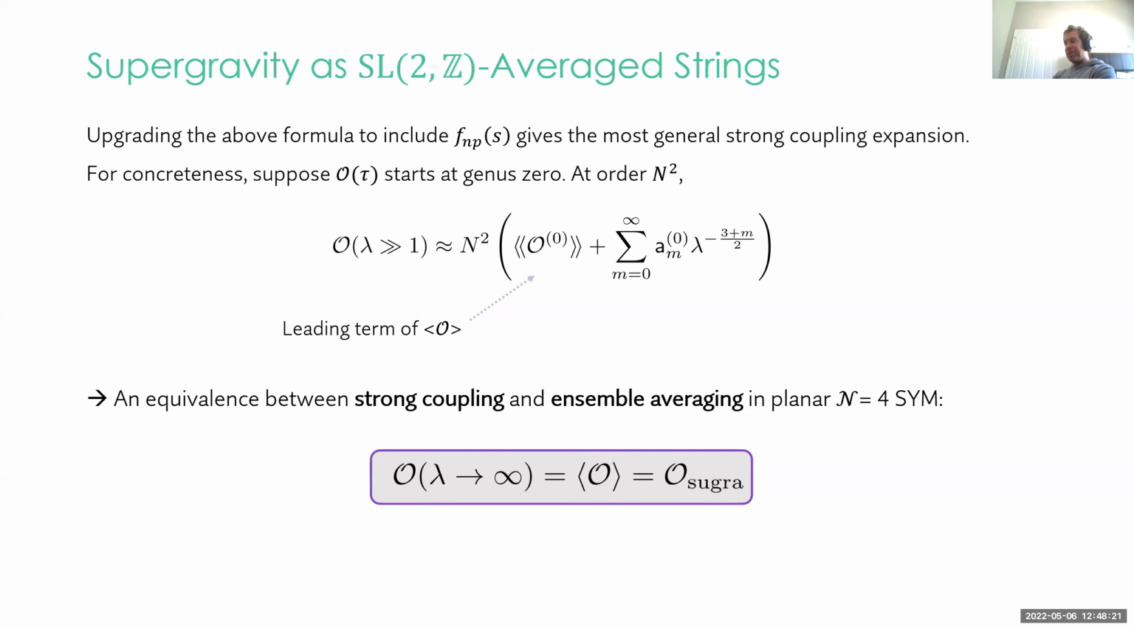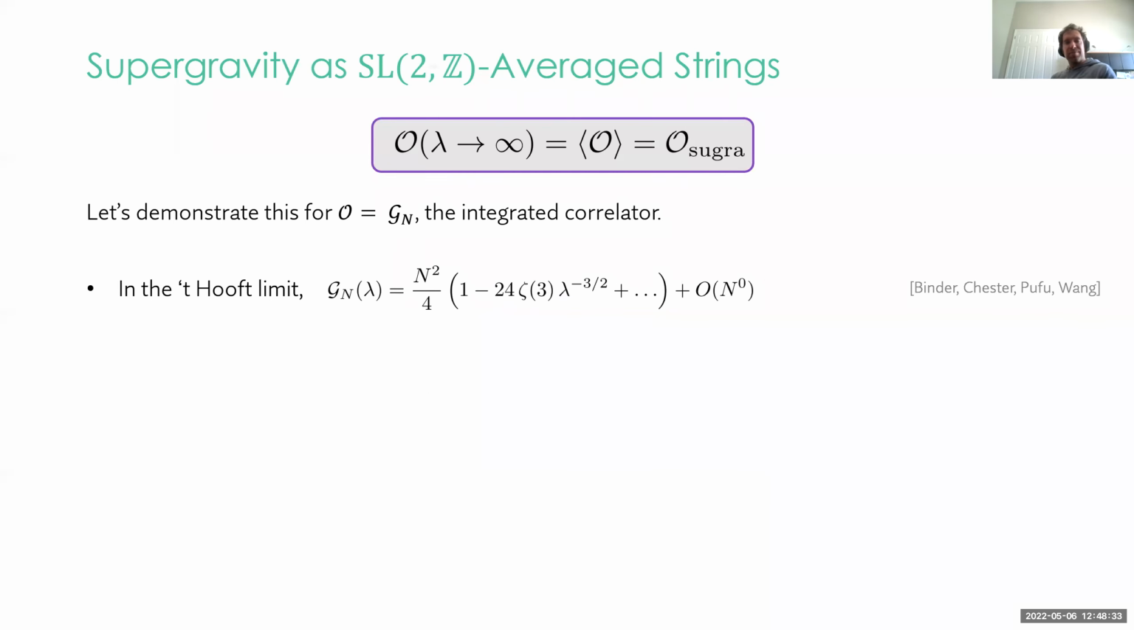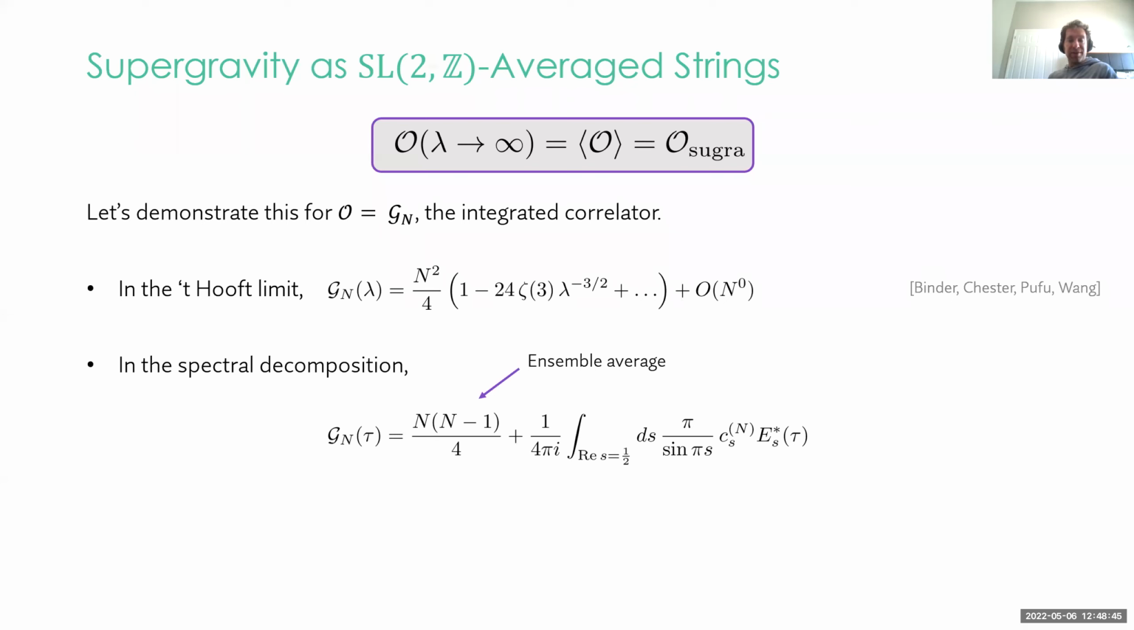Once we've written that equation, it's deceptively simple. This just falls out right away. And there you have it. Lest this seem too quick, let's test this on the integrated correlator. In the 't Hooft limit, it was computed by these authors to have this expansion. In the spectral decomposition, we can extract the ensemble average easily, and that was this term here. So indeed, at large n, there's an equivalence as claimed.